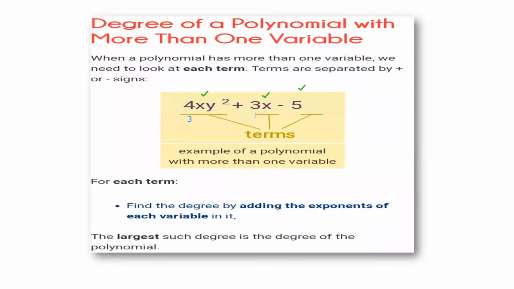What about the degree of this term? Here only x is there, so the degree is 1. And here the degree is 0. So the highest degree among the terms is 3. The largest such degree is the degree of the polynomial, so here the degree of the polynomial is 3. Why? Because we add the exponents of all the variables together to get the degree. Clear?